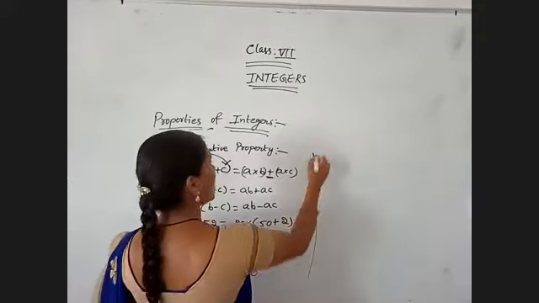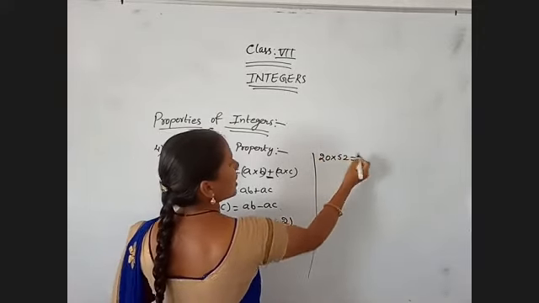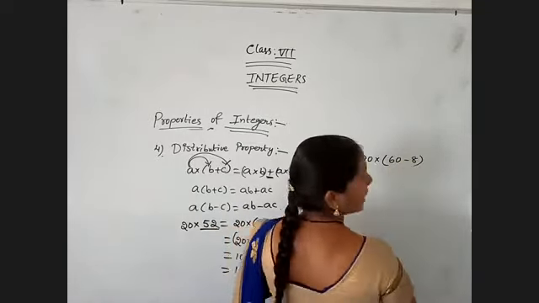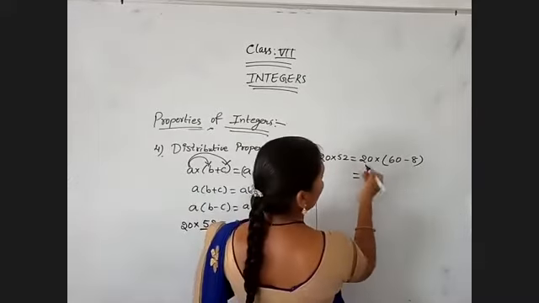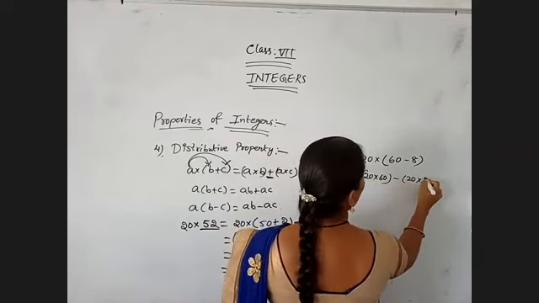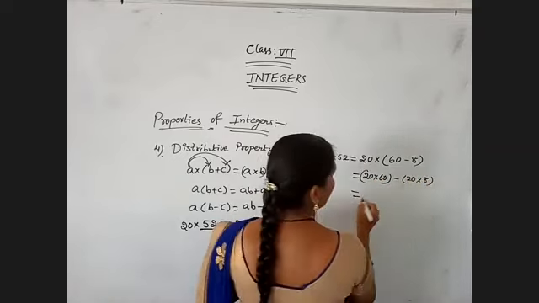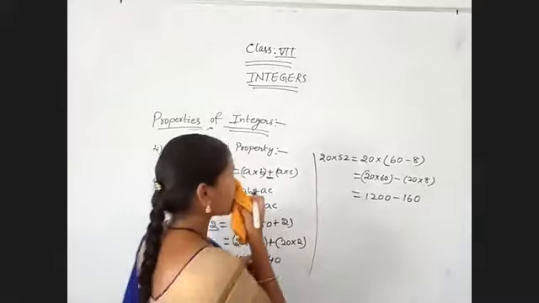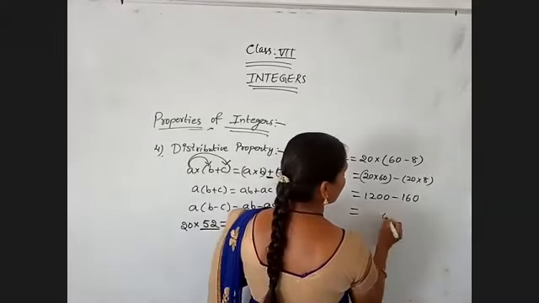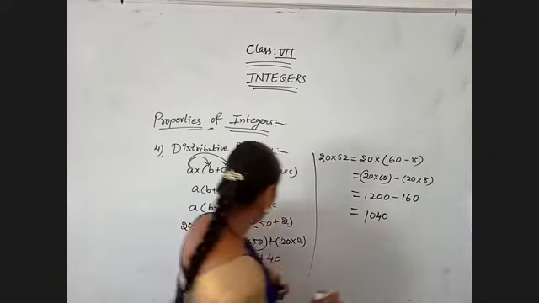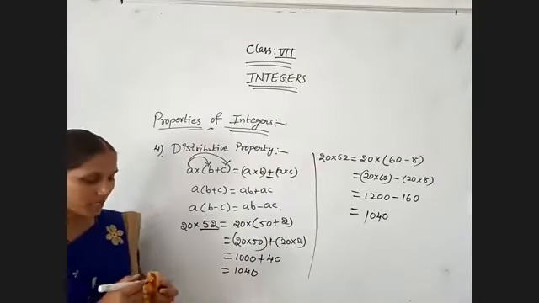Now coming to the other case. For the same question, I am using subtraction: 52 as 60 minus 8. Is there any problem? No. So this is equal to 20 into 60 minus 20 into 8, which is 1200 minus 160, which is 1040. So in both ways we get the same result.